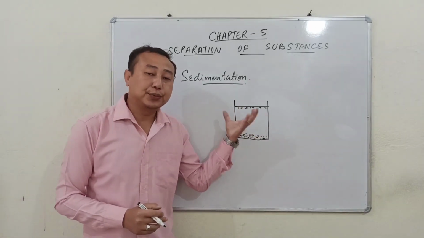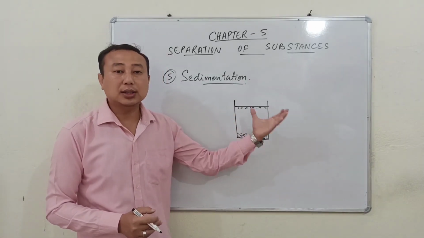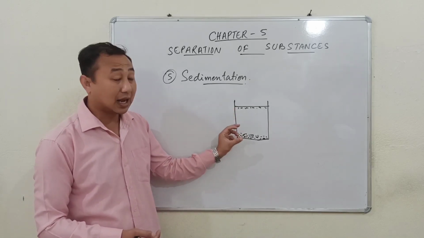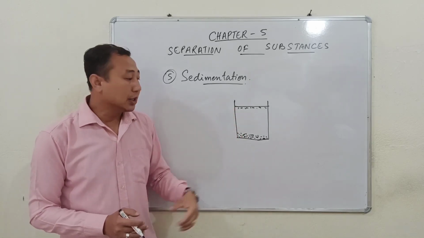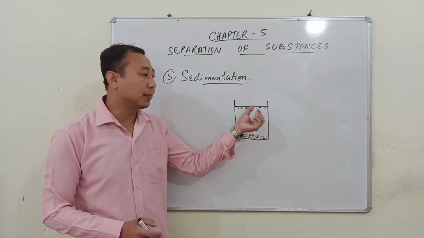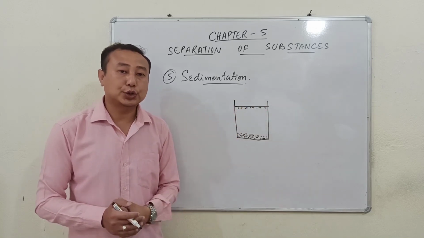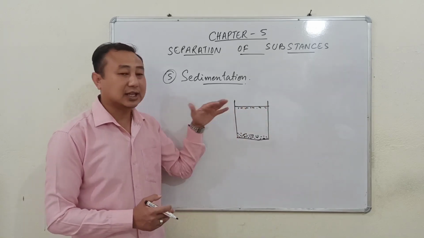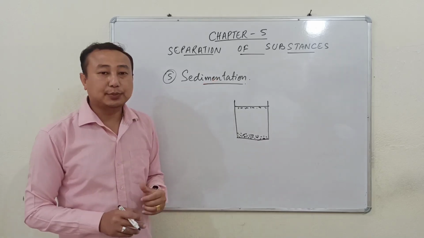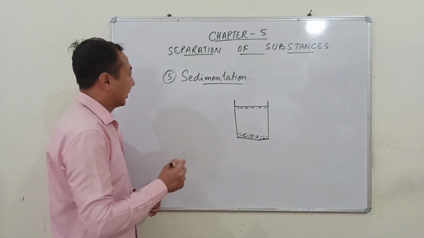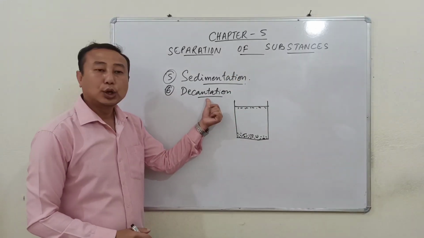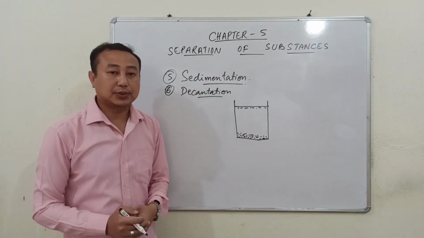So when we keep this solution or mixture undisturbed for some duration of time, we can separate out the lighter particles and the heavier particles easily. The heavier particles will settle at the bottom, while the lighter particles will float at the top of the solution. So in this way, the sedimentation process is done. Now, following this sedimentation, there is one other separation technique. Let's go through that. After the process of sedimentation, we perform the process of decantation.